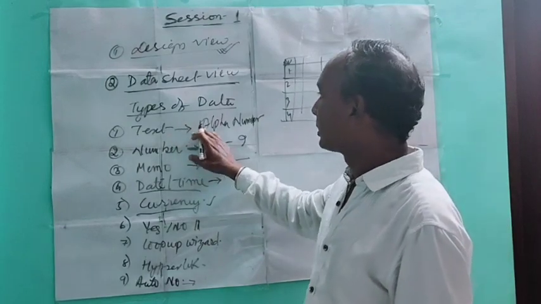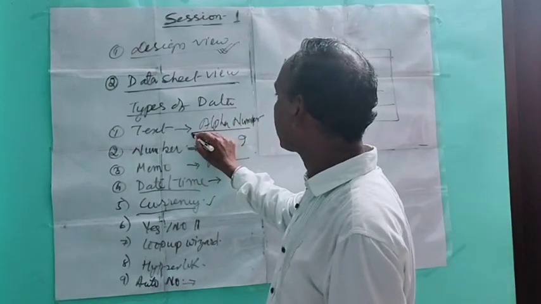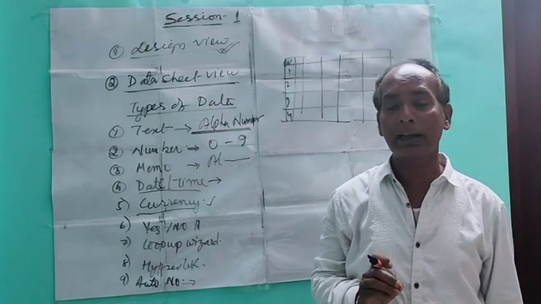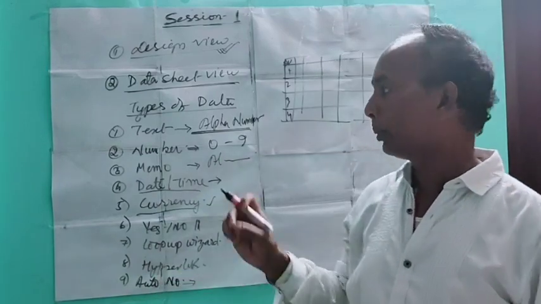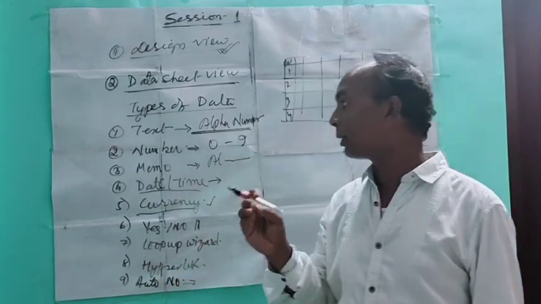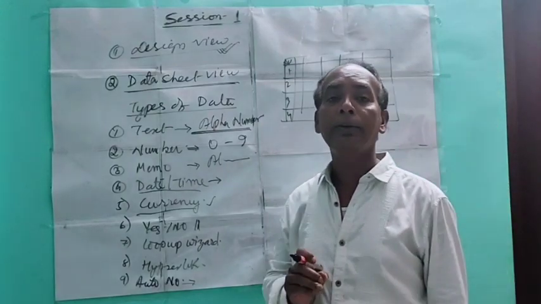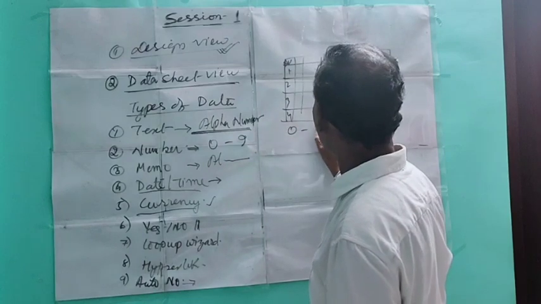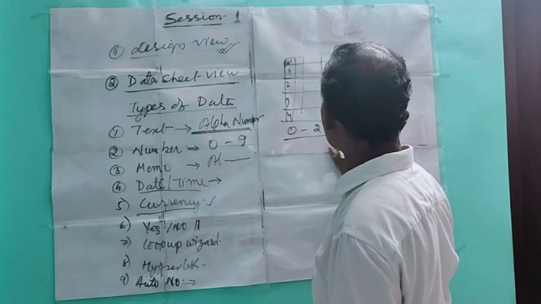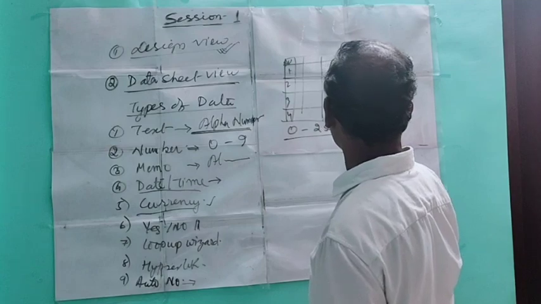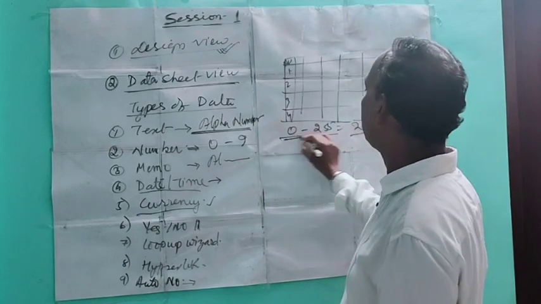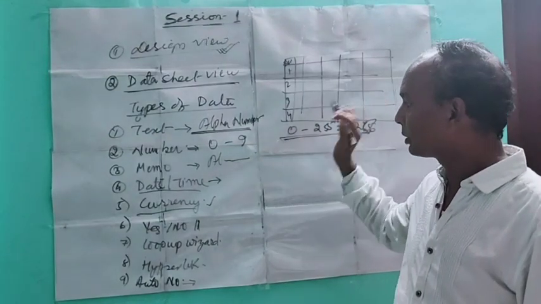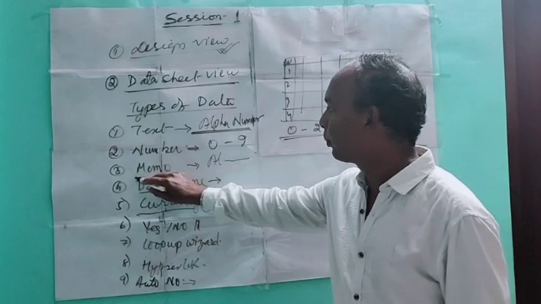What is the maximum number of characters used in text? A character is either an alphabet or a number. The maximum is 256; the range of text is 0 to 255, so in total I can use 256 characters in the text data type. In number, you use digits 0 to 9. Next, memo.